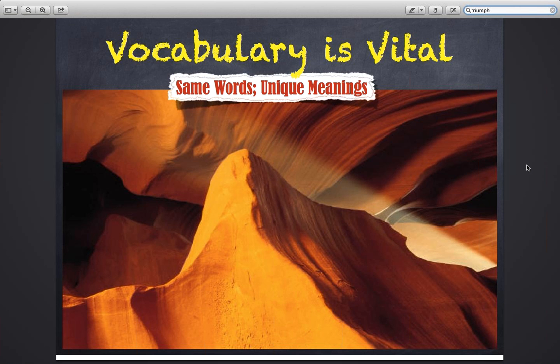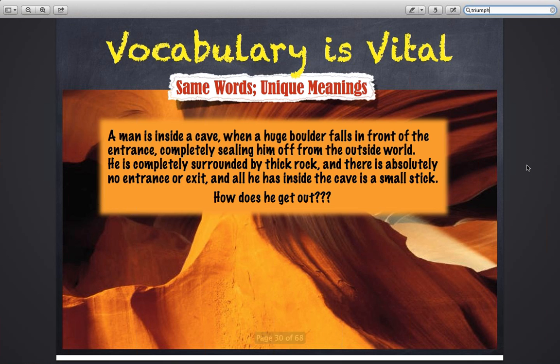Let me demonstrate this with what I like to call a minute mystery. This is just a fun thing that I do with my students to show them that a lot of times they're the same words, but in math they have unique meanings. So let me try to stump you with this right here. Are you ready? Okay, here it is. See if you can solve this.